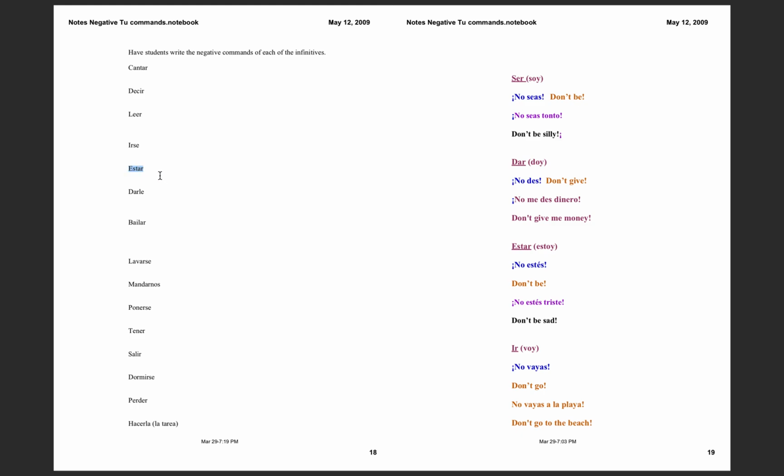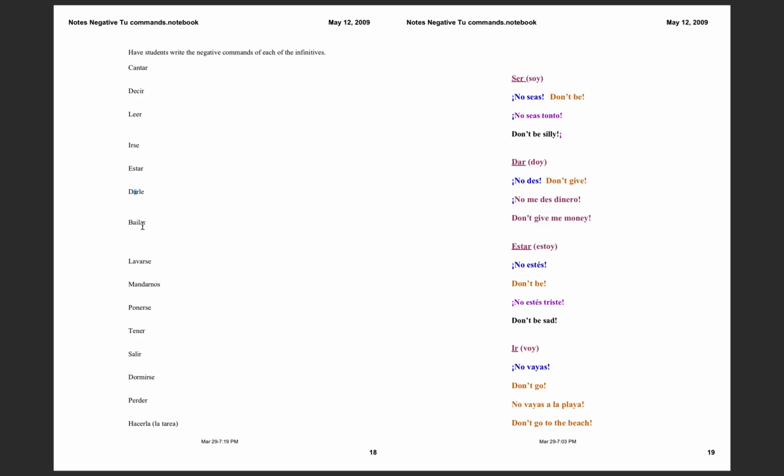All right, but one thing to remember is that A is going to become an E in the negative tú command form. All right, same thing with dar, darle. It'd be no le des. This AR, that A, the yo form is doy, so it doesn't work. All right, that little trick. But since it's A, just change the A to an E. The tú form is das. Change it to no des, no le des.